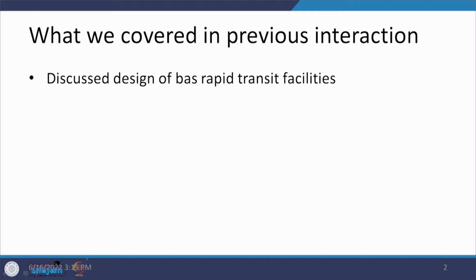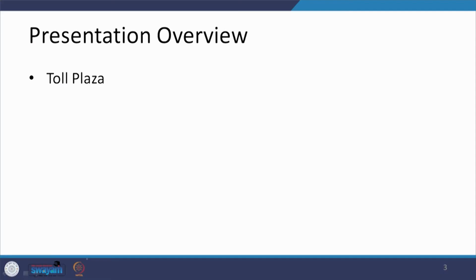Dear students, we are back with our discussion on the design of facilities. In the previous interaction, we talked about the bus rapid transit facilities, where three types of elements, the corridor, the station and the terminal, were discussed. In today's interaction, we are going to dedicate our time to the design of toll plaza facilities.